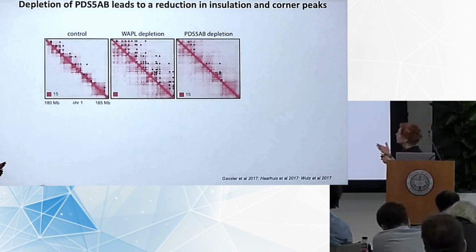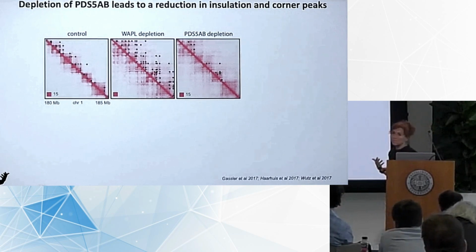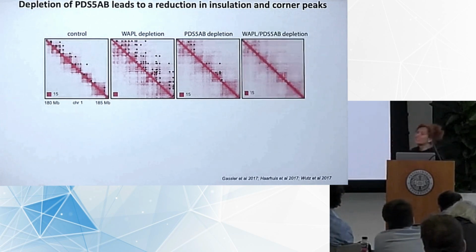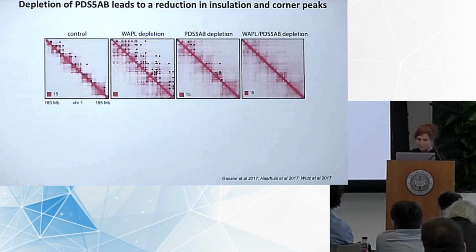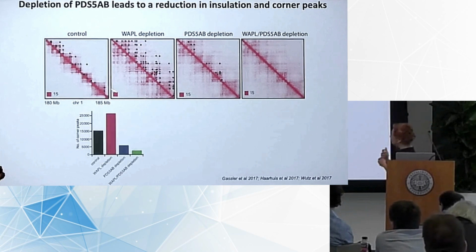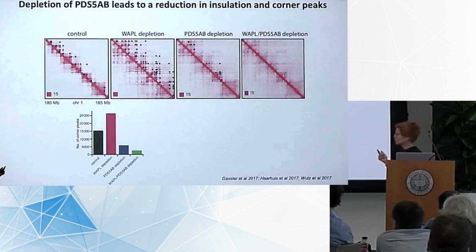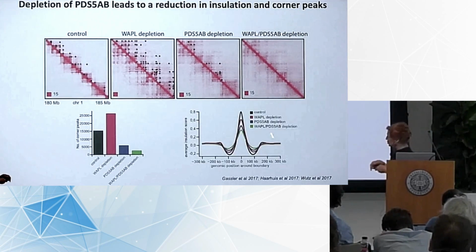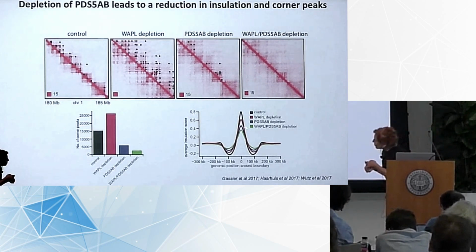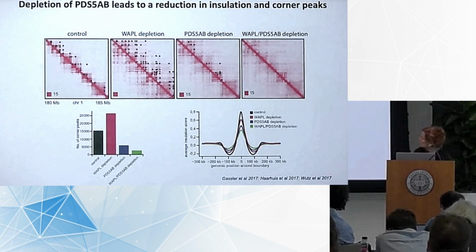Now, there is a main difference between these two proteins in terms of the phenotypes, and this is that upon PDS5AB depletion, we are losing corner peaks, and this is not rescued by a WAPL co-depletion. In the case of WAPL depletion, we are actually gaining more corner peaks compared to the control, but in the case of PDS5 depletion, we are having less than in the control. And also, just to mention that the insulation shown here in this insulation plot is going down. It's going down very much in triple depletion.